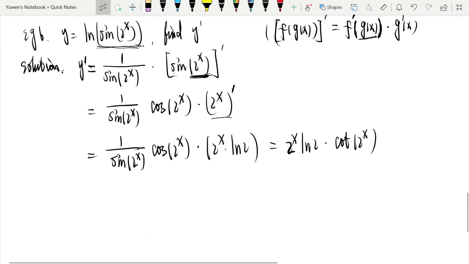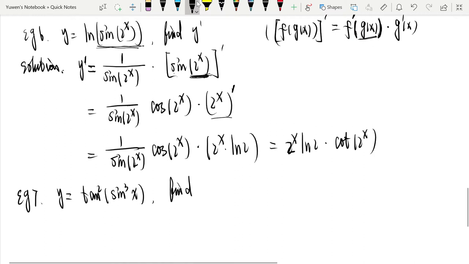Use this trick, we can find more derivatives. Okay. Let's take more examples. If y equals tangent squared of sine cubed x, find y prime.